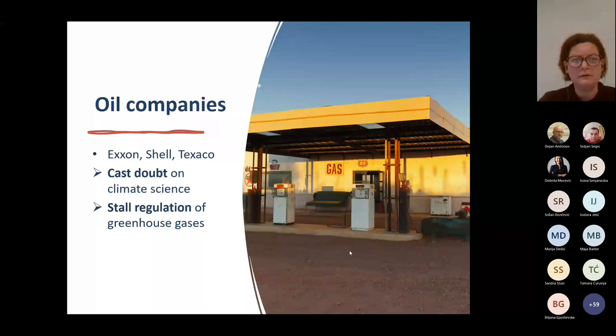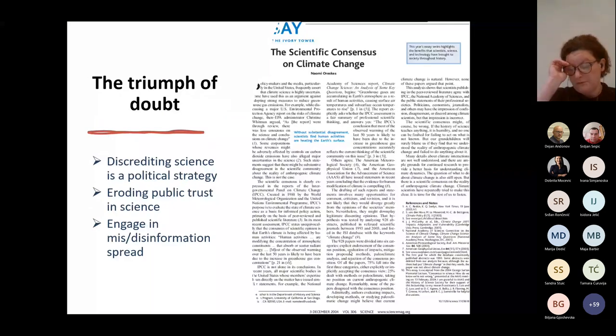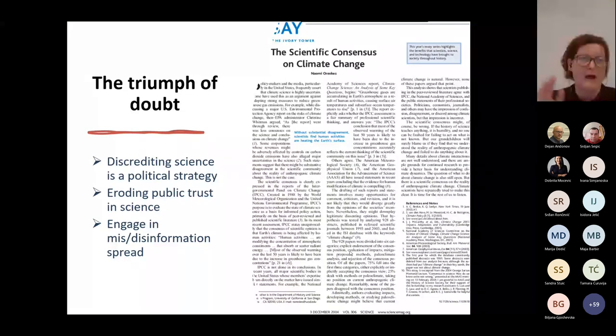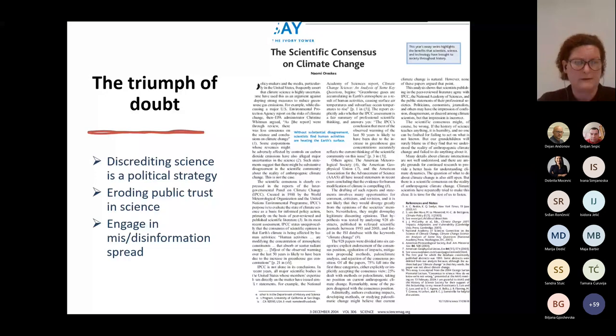There is this famous article written by the Harvard historian and scientist Naomi Oreskes. She explains that even 98% of scientists know that climate change is happening and that its consequences can be a tragedy for people and for ecosystems. Even so, because of mass manipulation and mass propaganda by oil companies or other actors involved, they try to discredit science. They erode public trust in science. And of course, they engage in the spread of misinformation and disinformation.